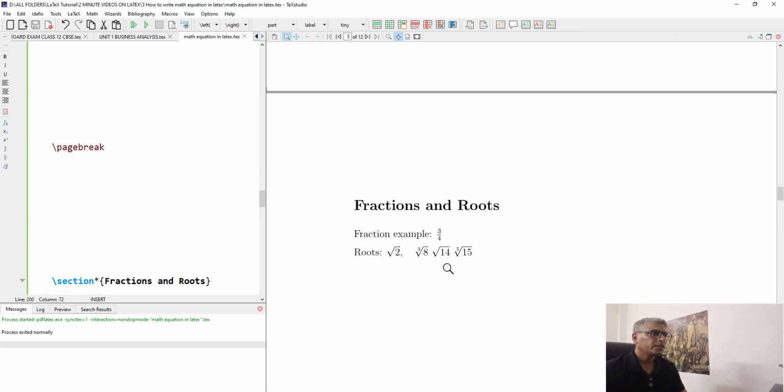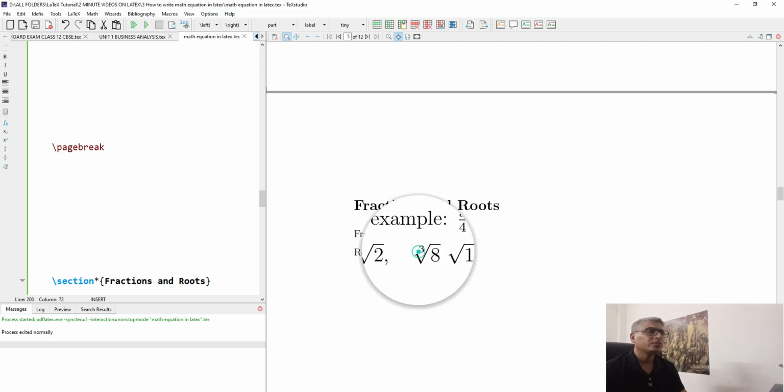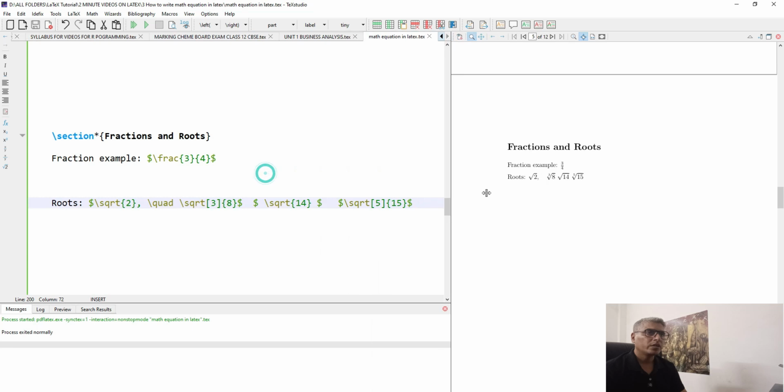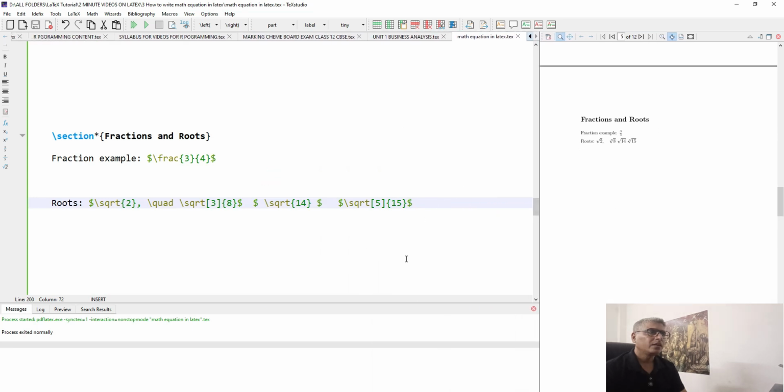Here we can see that we have written the fifth root of 15, and in our previous example we have written the cube root of 8. So this is how we can write the square root as well as any nth root, which we have written here in the form of the fifth root of 15. I hope you have understood this particular concept. Now let's move forward and discuss some more examples.